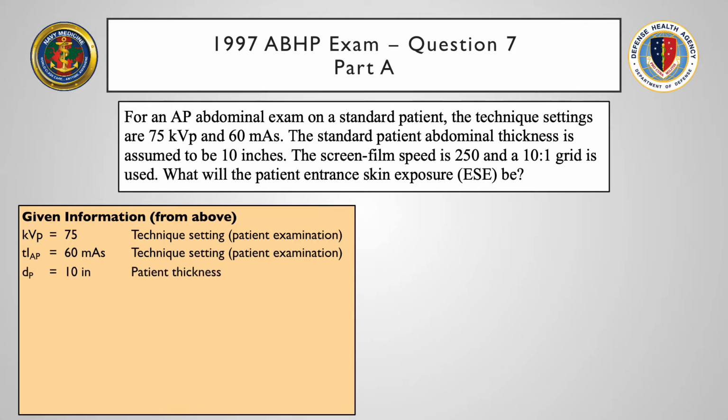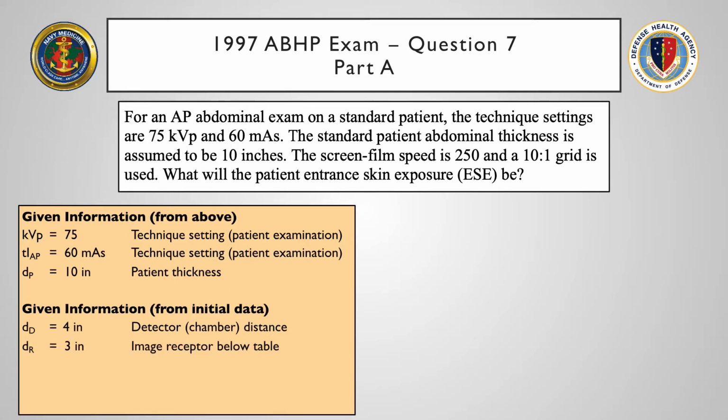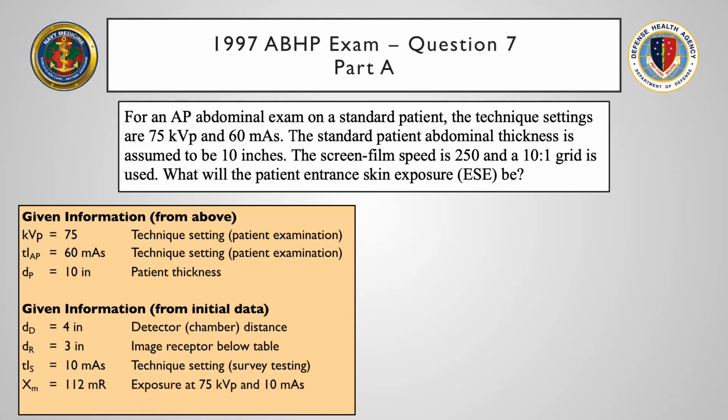And then from the initial data that we'd covered earlier, we're given a detector distance or height above the table of 4 inches, an image receptor distance below the table of 3 inches, and the survey measurements that we took with the radiation meter gave us an mAs of 10, and at 75 kVp, which is what this exam uses, they recorded 112 milliroentgen. Also looking at the source to image distance specific for an AP abdominal exam, you know that it's 40 inches.